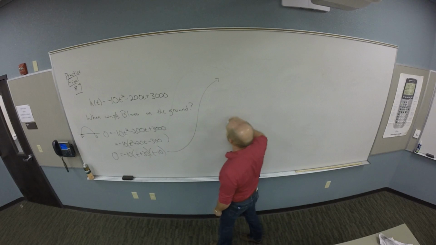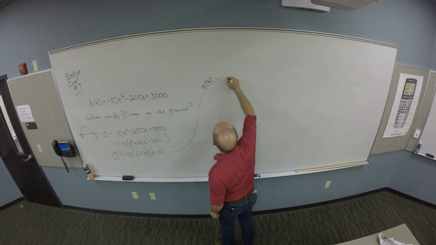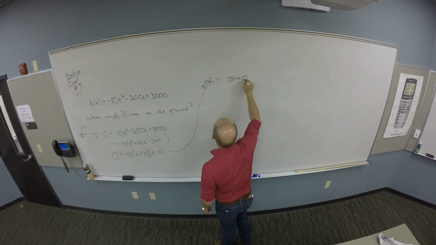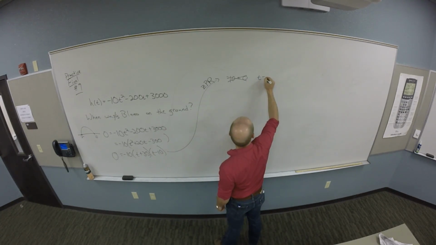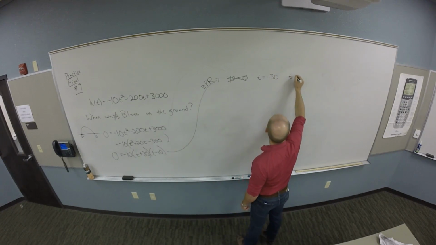Yeah, the zero product rule. So I apply the zero product rule. I figure out either negative 10 is 0. No. That doesn't even make sense. T is minus 30. Or t is 10.